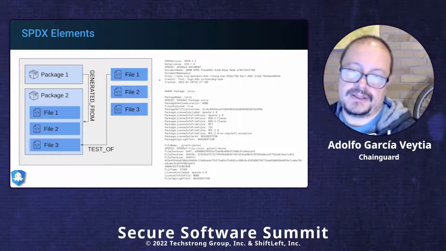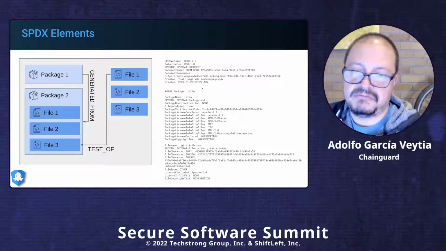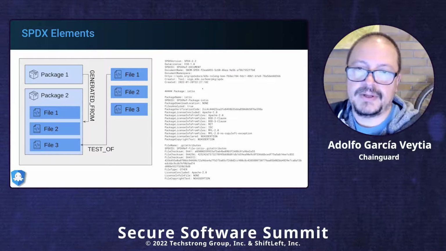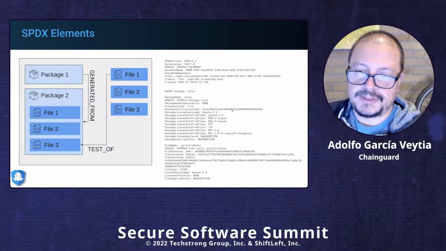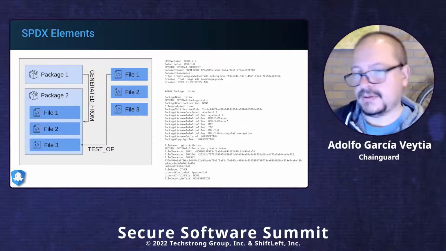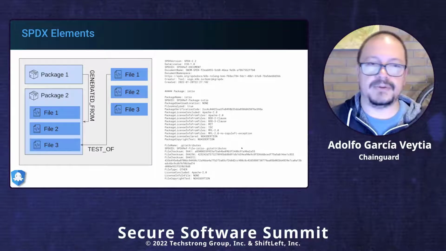So if you want to take a look at how the SBOM looks like, this is a little bit of a sample, just a snippet of an SPDX SBOM. I generated this from the Istio service mesh source code, just to take a look at how it looks like. We'll see during the demo a little bit more about this.